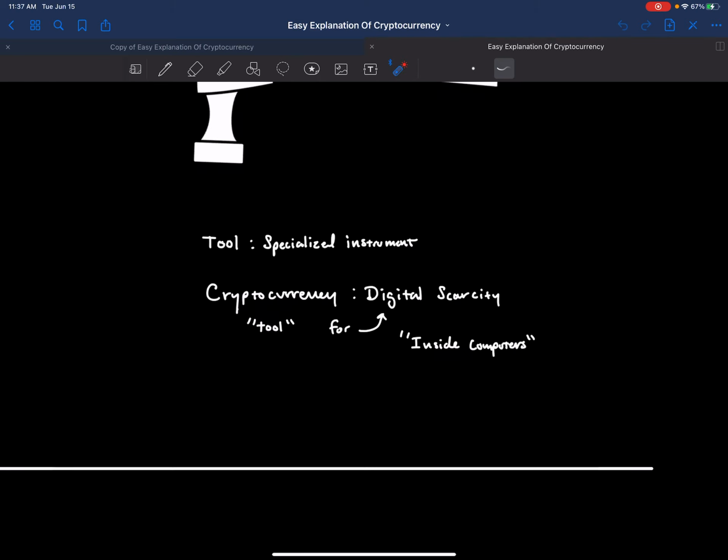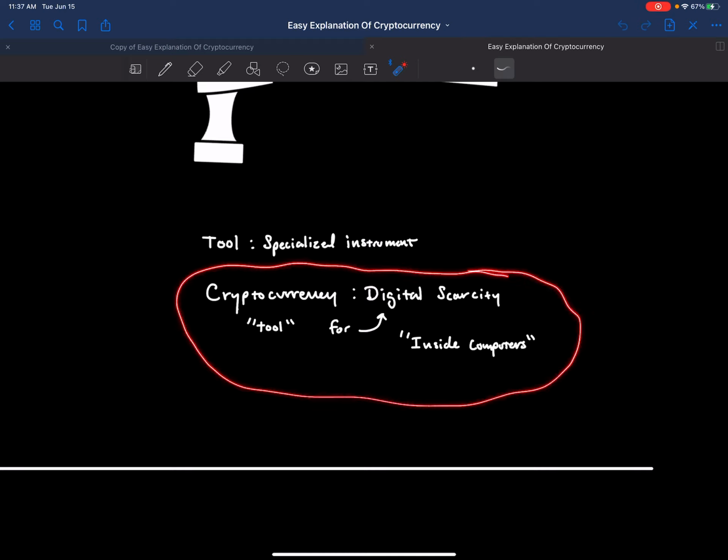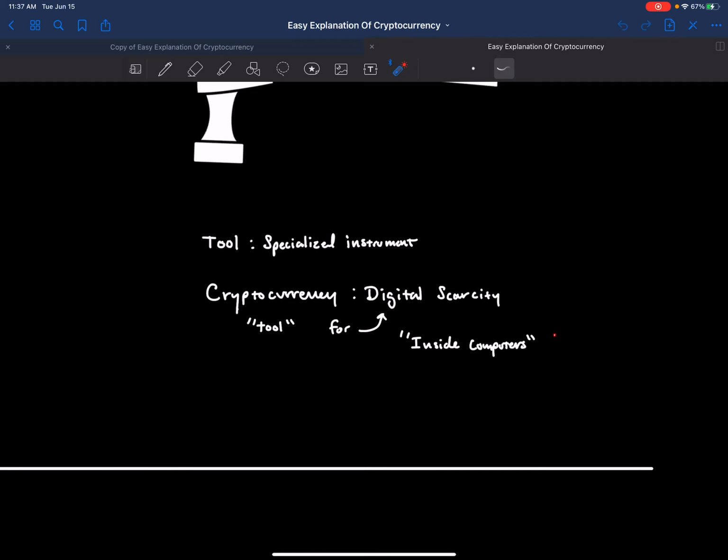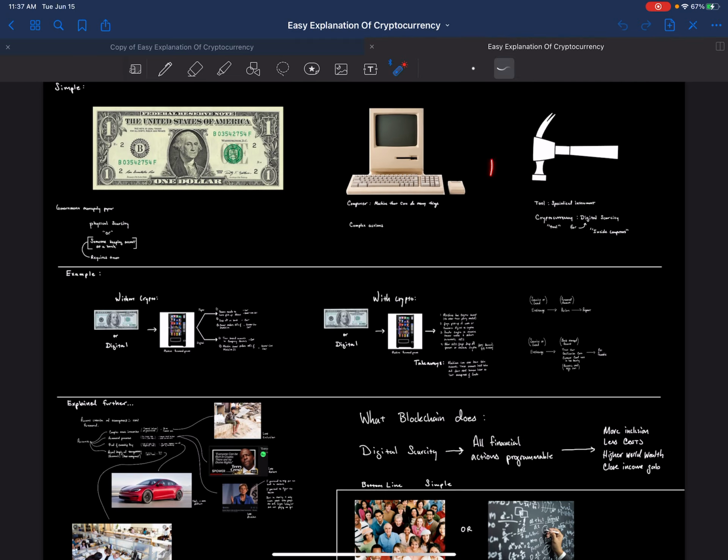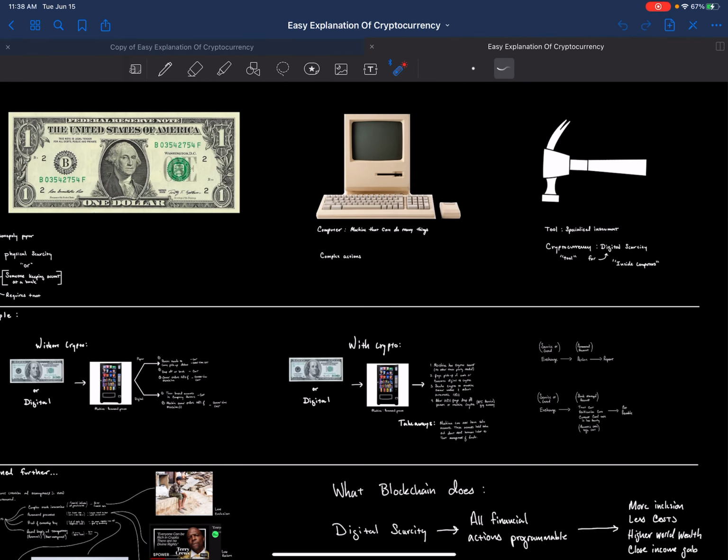Cryptocurrency, now to the simple explanation here, cryptocurrency is a tool for digital scarcity. So inside computers, we have digital scarcity. And we could not have digital scarcity without cryptocurrency. Cryptocurrency allows for digital scarcity, okay? So it means it can do this whole money thing in a computer environment, okay? So the simple explanation of what cryptocurrency does for us is it creates digital scarcity in a computer environment, okay?